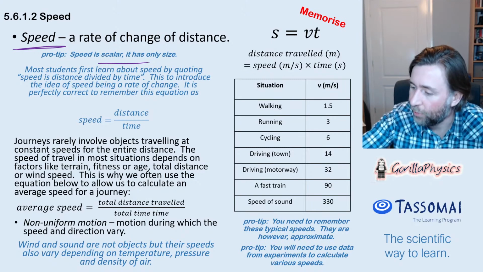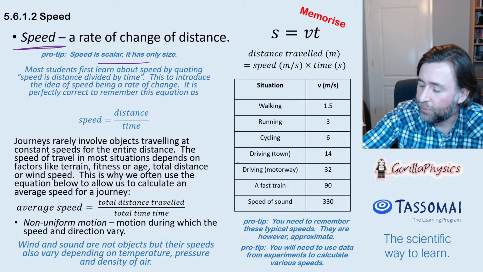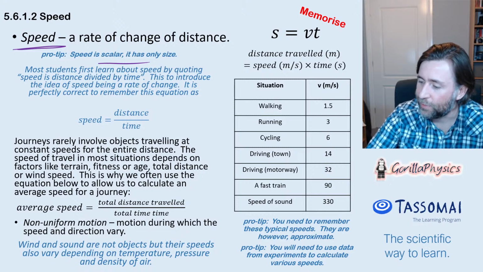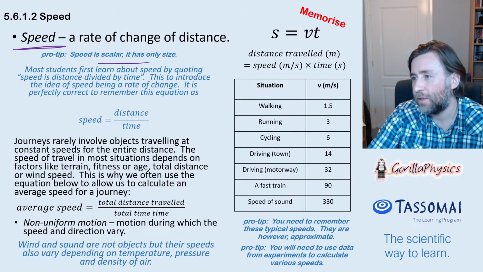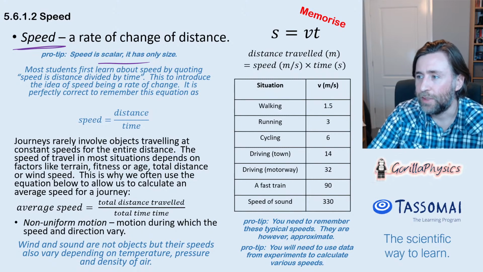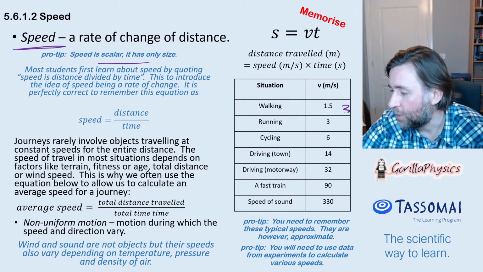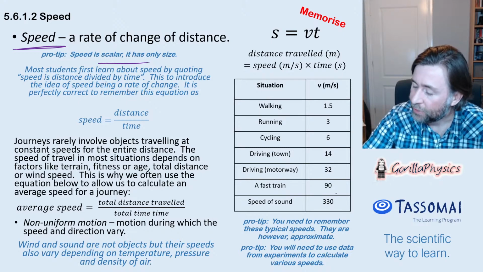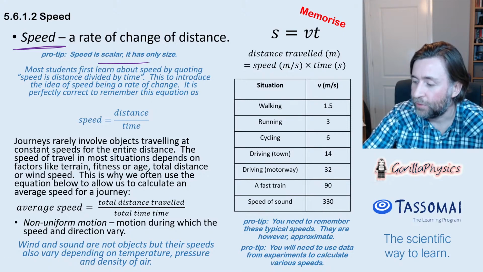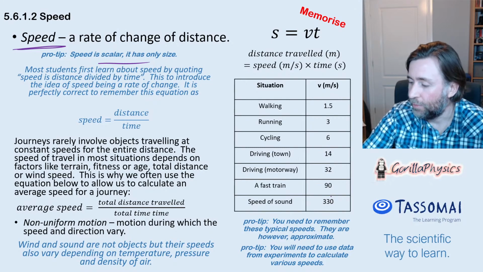It's really useful to know some rough general speeds, because you can use that to sense check your answer. Walking is about 1.5 meters per second, running about 3, cycling about 6 meters per second. A rule of thumb is if you double these, or times 2.2 to be a bit more accurate, that would be miles per hour. So walking is about 3 miles per hour. A really fast train would be 90 meters per second, up to about 200 miles an hour. The speed of sound is 330 meters per second, which is somewhere in the region of 600-ish miles per hour.